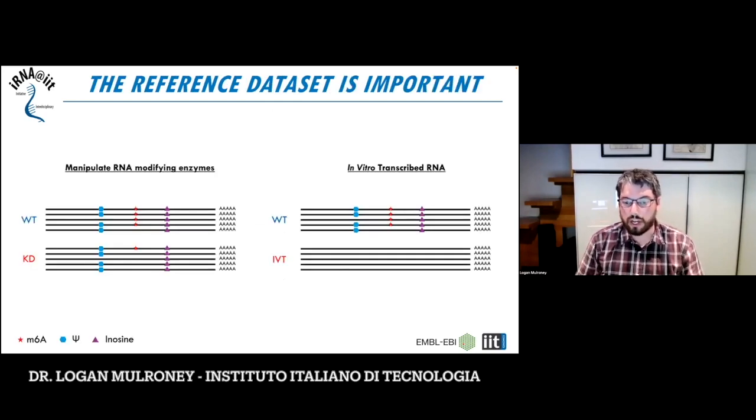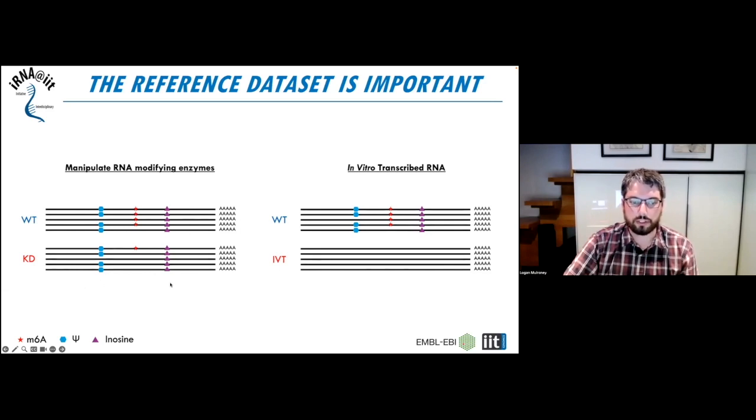And one thing I want to point out is the reference sample that you use with NanoCompor is really important for interpreting the results that you get from NanoCompor. So in the event where you do an enzyme knockdown or you manipulate one of the RNA modifying enzymes, so either a writer, eraser, or what have you, only the modification that is dependent on that enzyme will change, and the modifications that are not dependent on that enzyme will stay the same. And so you won't get a signal difference between these two, and they'll be called as unmodified.